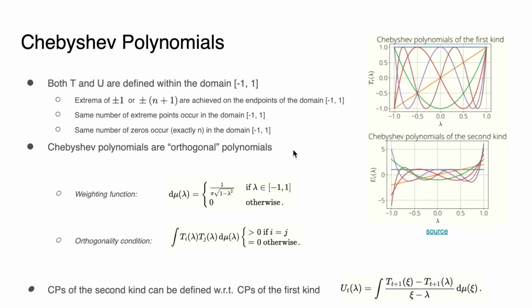Another interesting property of Chebyshev polynomials is the fact that they're orthogonal. And what this means is that if you take the orthogonality condition shown here and the weighting function shown here, this orthogonality condition holds for all Chebyshev polynomials. Additionally, Chebyshev polynomials of the second kind can be defined with respect to Chebyshev polynomials of the first kind as shown here through this integral.